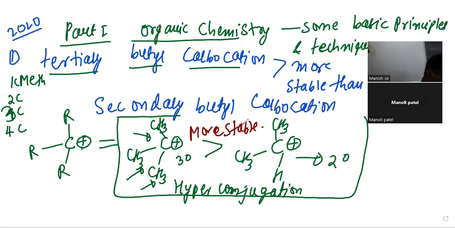So the more the number of alpha hydrogens, the more the hyperconjugation effect. Hence, the more the stability of the carbocation. Hence, 3-degree carbocation is more stable than 2-degree. So please write this explanation.